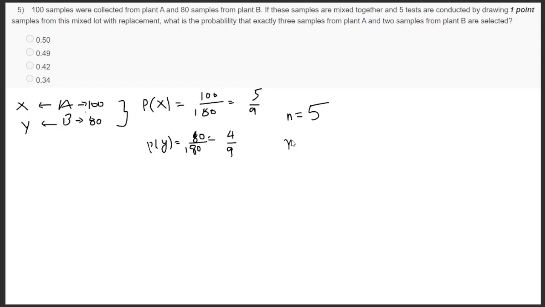Let the number of samples from A be 3, and the number of samples from B be 2. We can solve this with the binomial distribution because we know the number of trials is limited, and the success and failure probabilities are not close to 0. They have a very good possibility of occurring. So let's solve this.